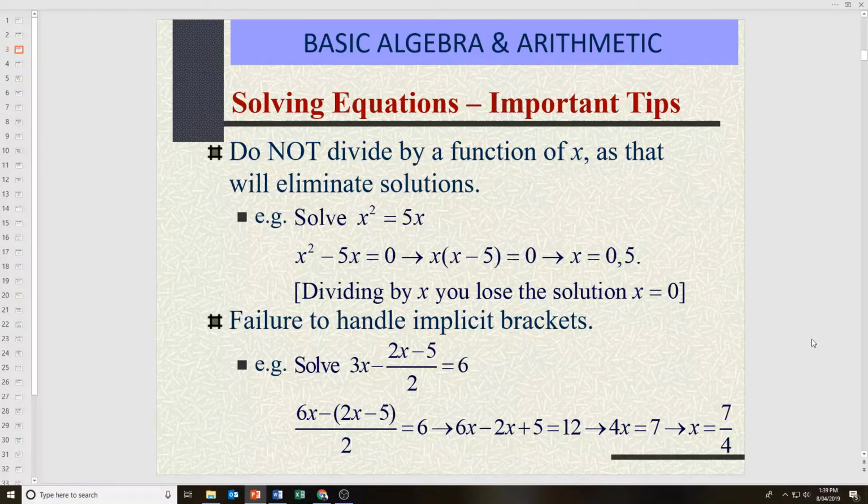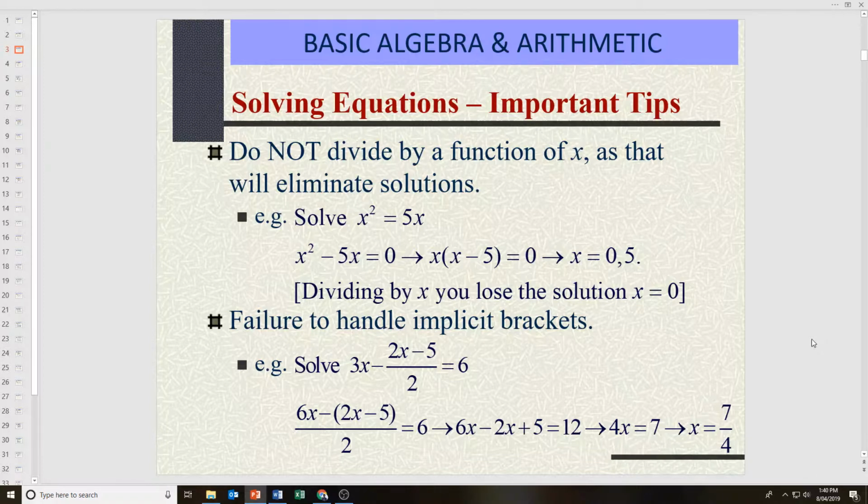Today's lesson is on solving equations, and I want to call it important tips because sometimes these mistakes do arise more often than they should, and I would like to give them some kind of highlight here to make students aware when they're solving equations not to fall into these traps. So let's have a look, just a couple of points.